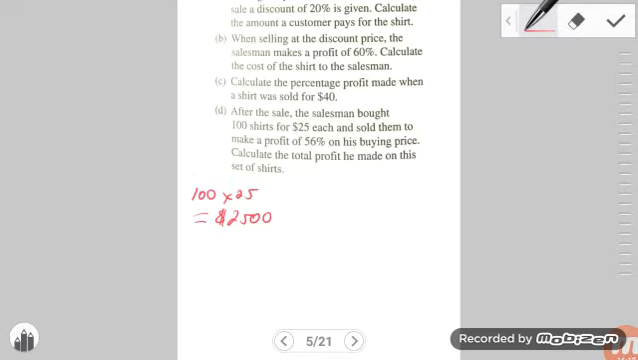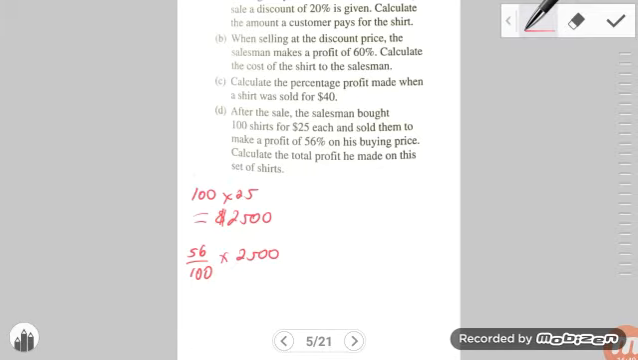Now, he's basically saying here that he sold them to make a profit of 56% on his buying price, and his buying price is $2,500. So we want to find 56% of this money. Okay, so 56 over 100 multiplied by the buying price, because that's what he wants to make. He wants to make a profit on his buying price.